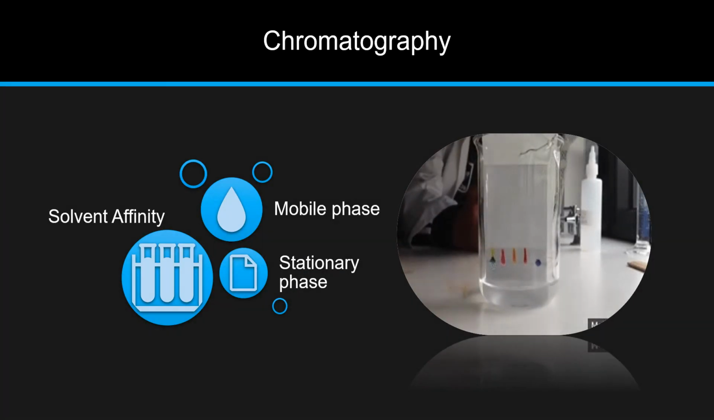Now, separation using chromatography depends on the difference in solvent affinity. This is a laboratory technique for the separation of a mixture that is dissolved in a fluid or gas or water that is called the mobile phase, which carries it through a system, a column, a capillary tube, a plate, or a sheet, on which is fixed a material called the stationary phase.